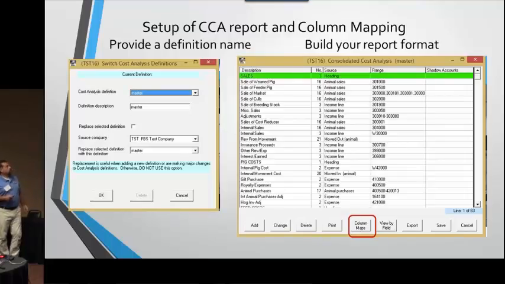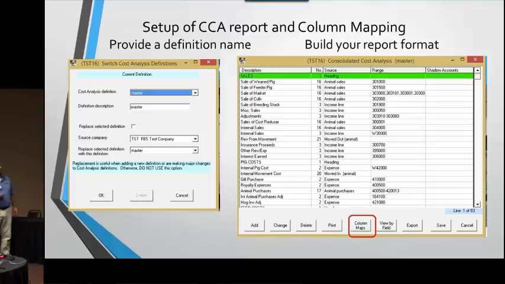So when you go to set up accounting consolidated cost analysis, you're going to get this window right here, and it's going to show the first definition, which I call a placeholder. There's nothing really there, but it holds that report. So you're going to add a new definition, go to the next line and call it test or whatever you want to call it. Give it a name, and you just click OK.